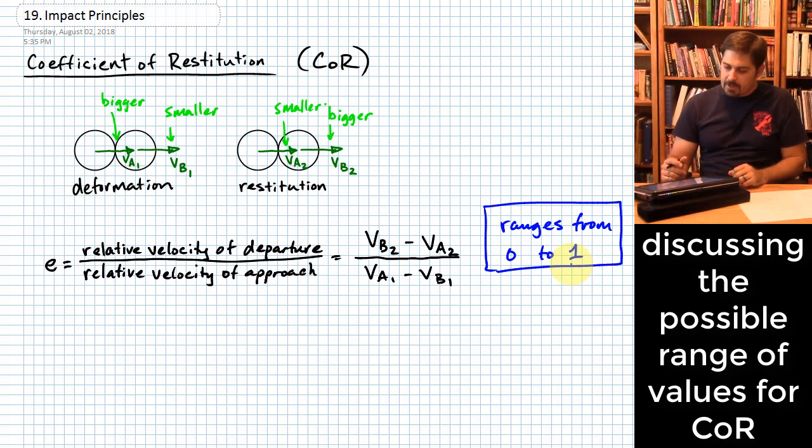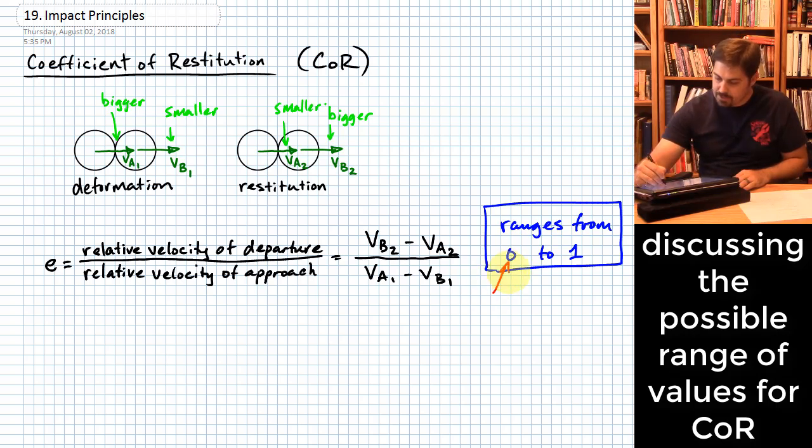All right, so that's my first note about the coefficient of restitution, as it ranges from 0 to 1. 1 means no energy is lost. 0 means maximum energy gets lost in that process. And then I introduced the terms plastic and elastic. The further you go toward 1, the more toward the elastic end of that range you go.